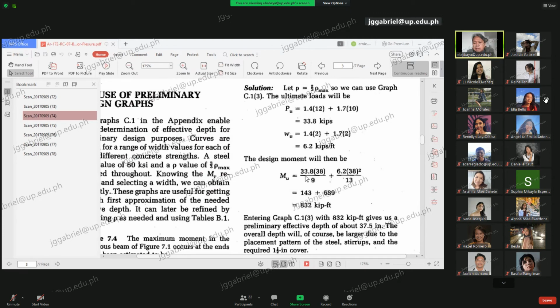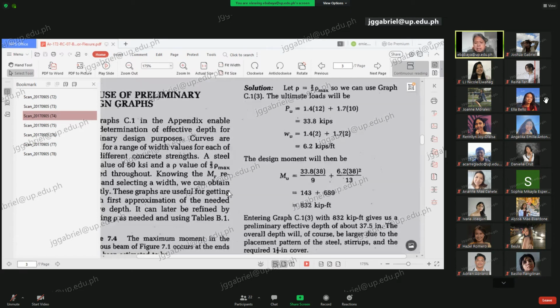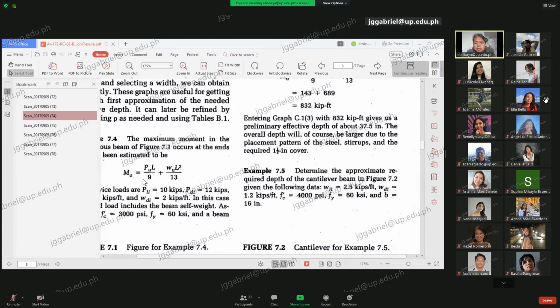So this is PL over 9 and WL squared over 13. Note that with the formula, you will be consistent with your units. So effectively you'll get 832 kip-foot. So this is now our MU. Applying this formula.